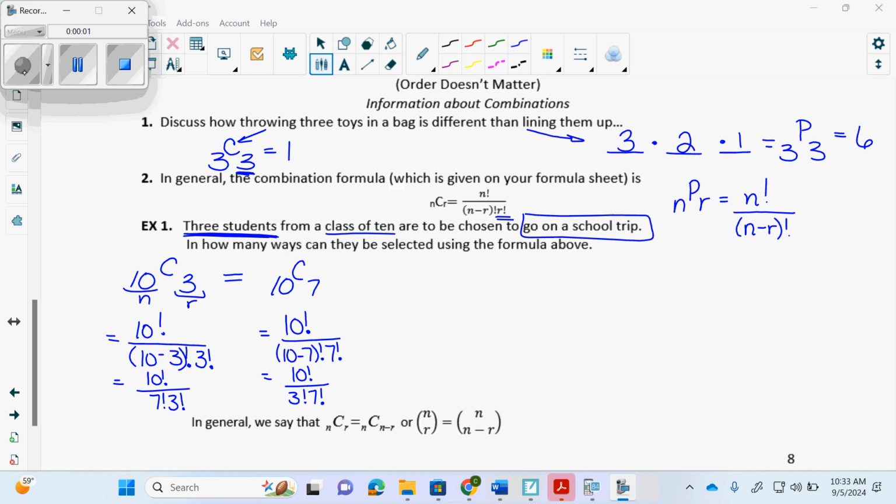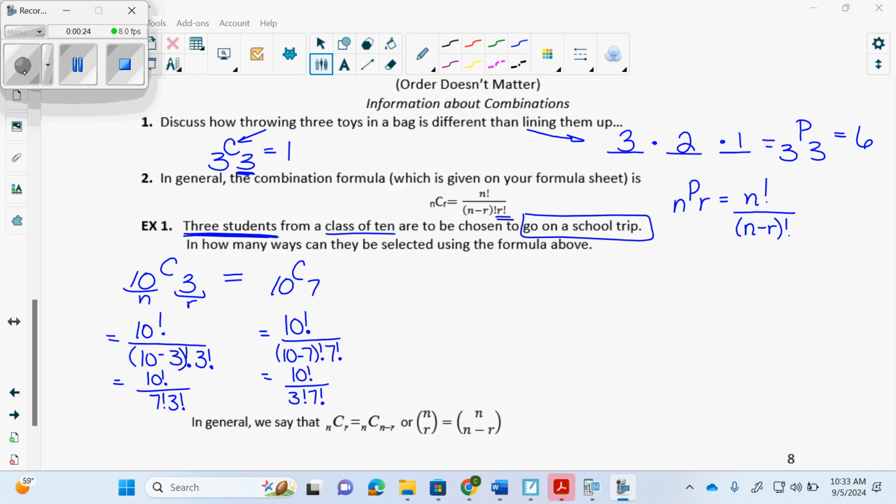3 toys in a bag is different than lining them up, because you take all 3 and put them in the bag. That would be one way, right? So that would be 3C3, which is what I wrote up here. And if you line them up, you give them a specific order. So it's 3 times 2 times 1, which is 3P3. The difference between the nPr formula and the nCr formula is that this one has an r factorial on the bottom, where it gets rid of the cases that don't matter.